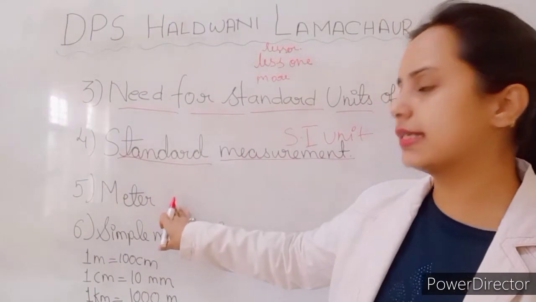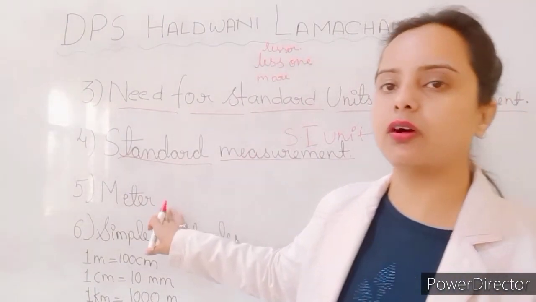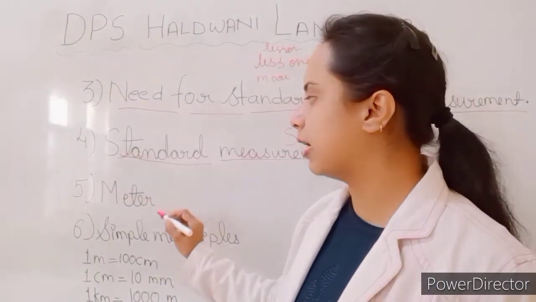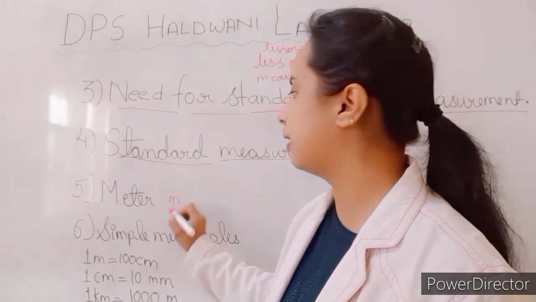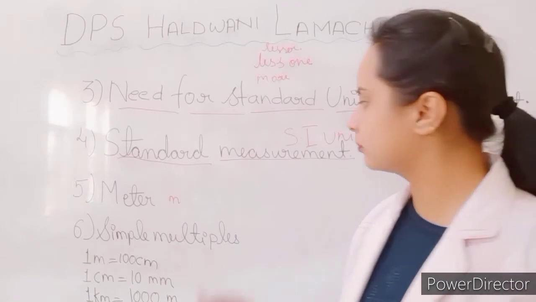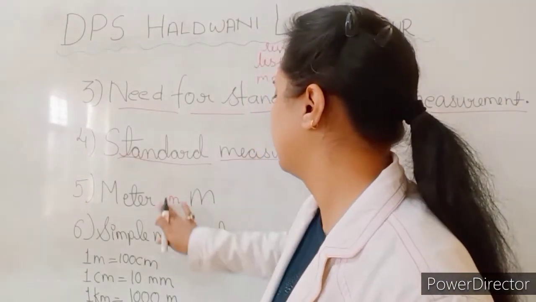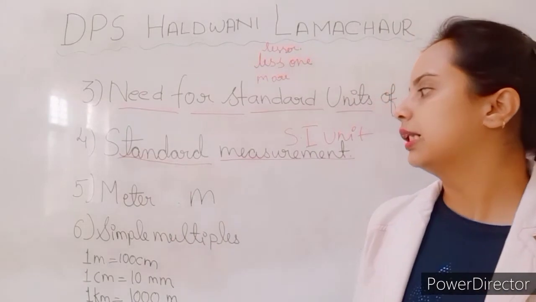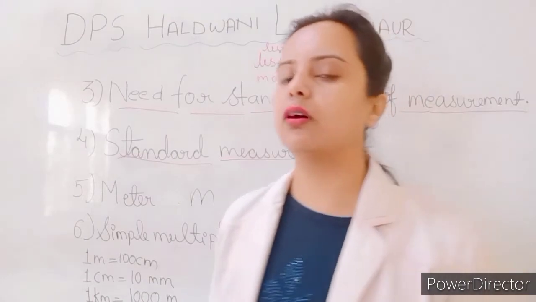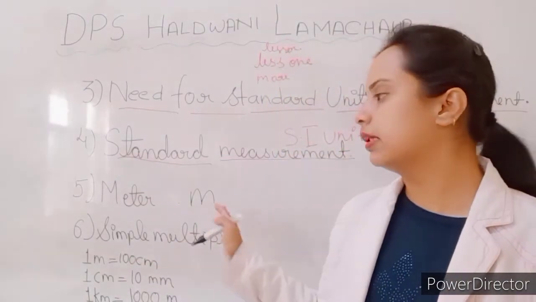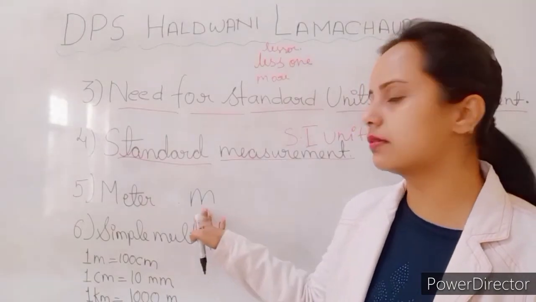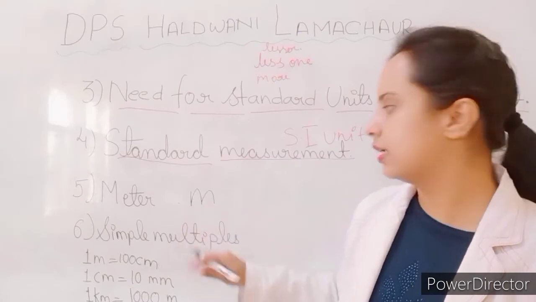So it is a standard measurement of length which is used all over the world, and it is denoted by a small m. Meter is denoted by small m. We never denote the symbol of any unit of length with capital letters. We always write it in a small letter. So this is a small m.